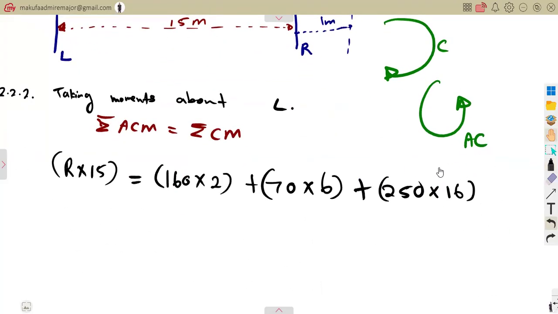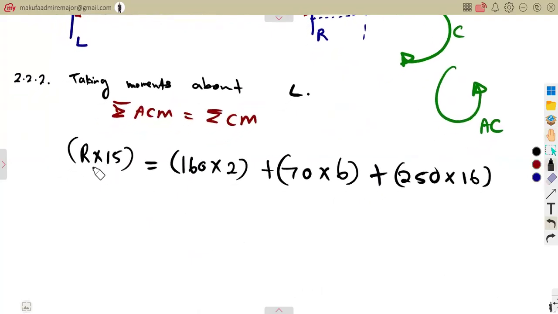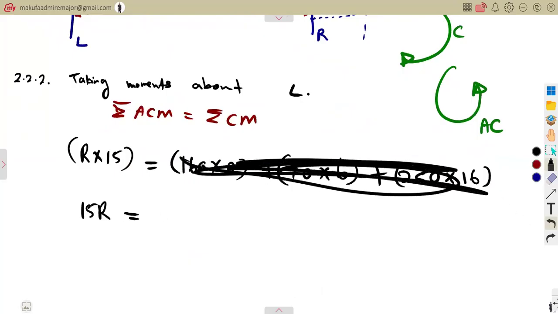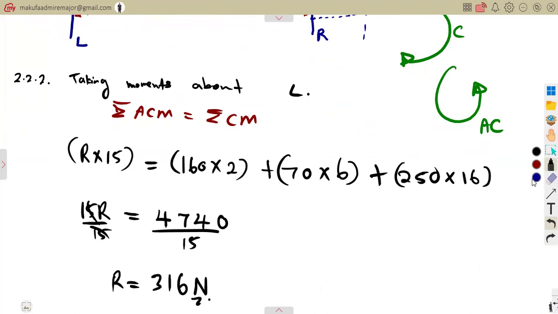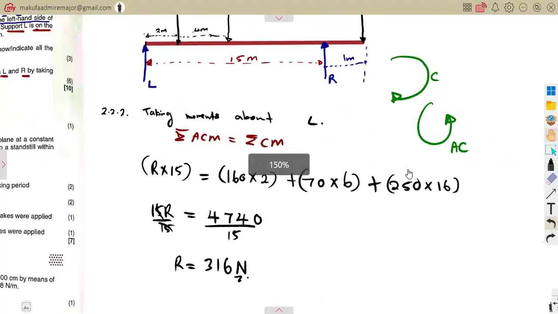So that is taking moments about L. So you can consider this R times 15, that's 15R is equal to, combine everything on your calculator there. That was going to give you 4,740 divided by 15. By 15, we have got our R. So that was going to be 316 Newton. So that is what you're supposed to obtain if you take your moments about L.